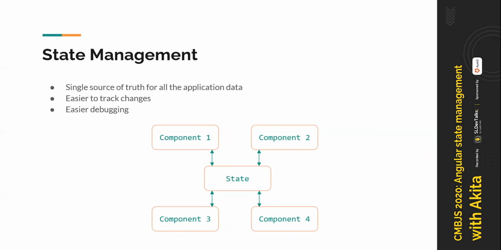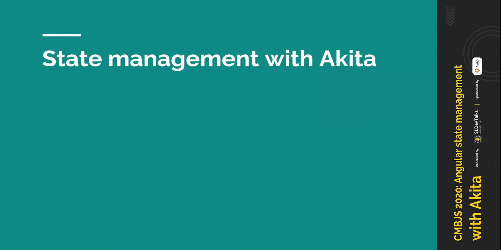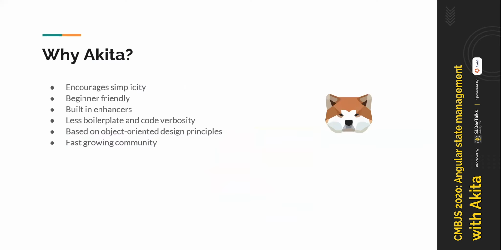That is why we chose Akita, but there are multiple state management libraries in Angular: NGRX, NGXS, and so on and so forth. But some of these libraries might have a higher learning curve, so you might need to learn a lot. You might need lots of files to implement them, and some might have lots of boilerplate code. Some libraries might be verbose, so you need to write a lot of code to implement even the simplest of things.